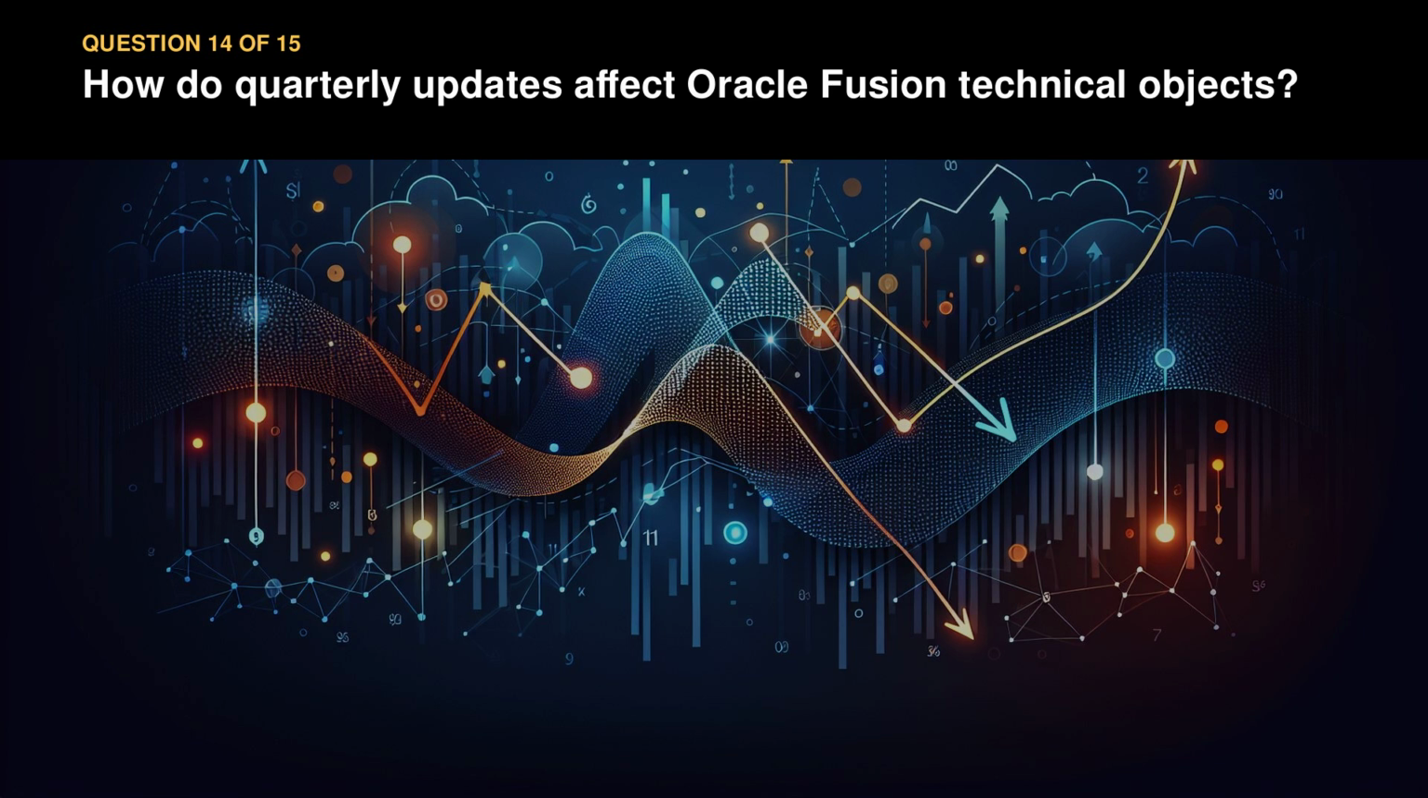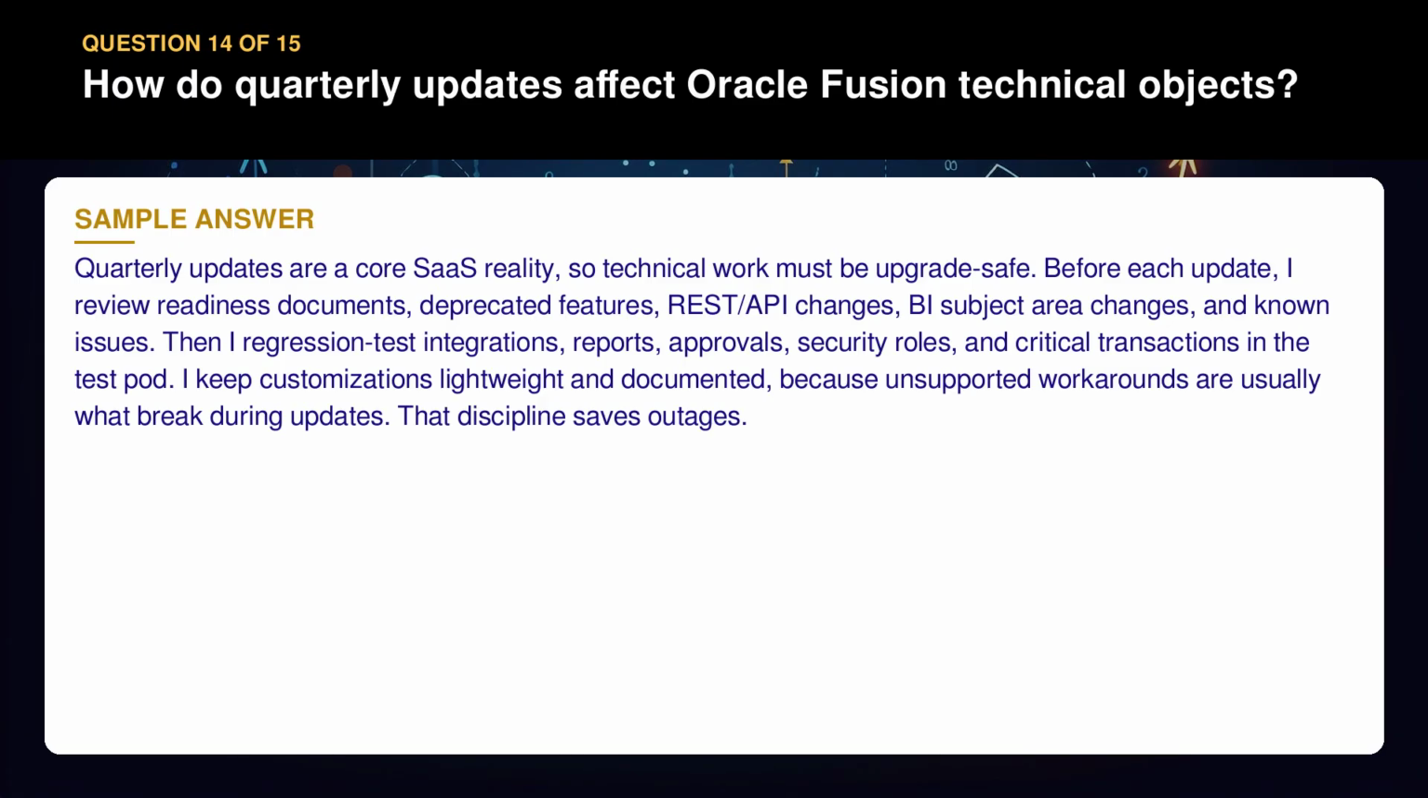Question 14. How do quarterly updates affect Oracle Fusion technical objects? Quarterly updates are a core SaaS reality, so technical work must be upgrade safe. Before each update, I review readiness documents, deprecated features, REST API changes, BI subject area changes, and known issues. Then I regression test integrations, reports, approvals, security roles, and critical transactions in the test pod. I keep customizations lightweight and documented, because unsupported workarounds are usually what break during updates.